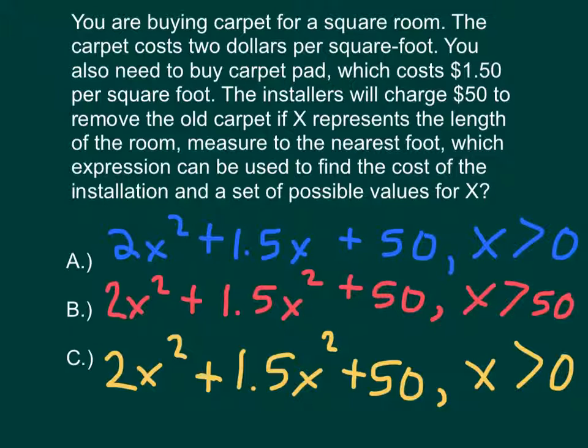So here we go. You are buying carpet for a square room. The carpet costs $2 per square foot. You also need to buy carpet pad, which costs $1.50 per square foot. The installers will charge $50 to remove the old carpet. If x represents the length of the room, measured to the nearest foot, which expression can be used to find the cost of the installation and a set of possible values for x?